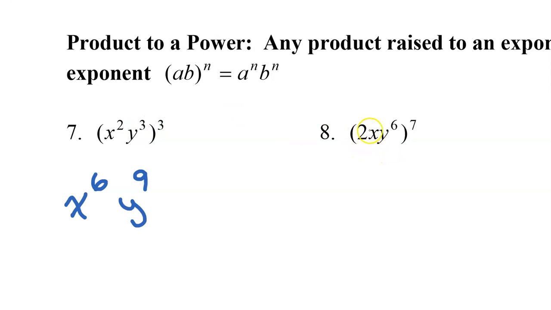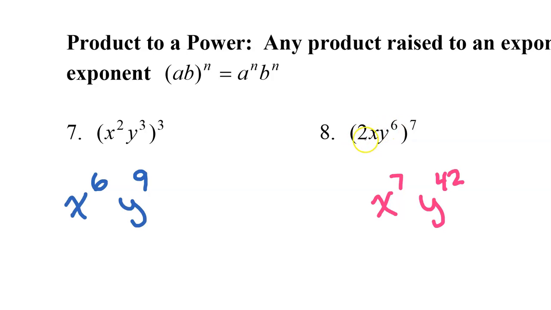On number 8, I'm going to save the 2 in the front for last because that's the source of a common mistake. If I raise x to the 7th power, of course that will simply be x to the 7th power. If I raise y to the 6th power to the 7th power, we have a power to a power, so you multiply. That will be y to the 42nd power.